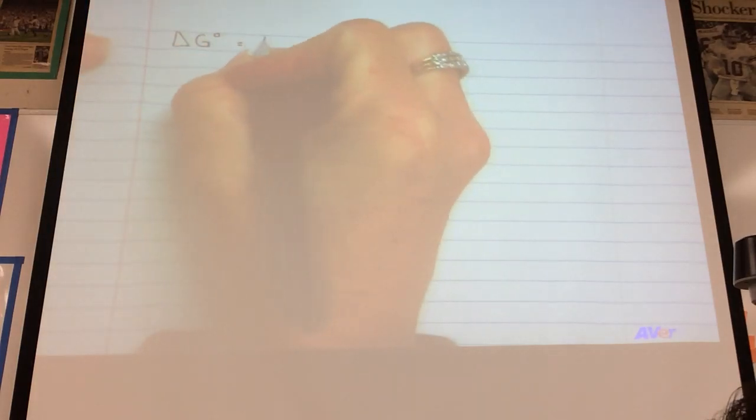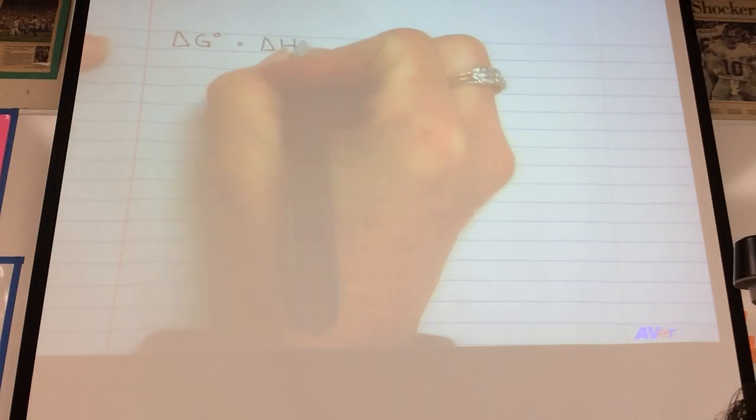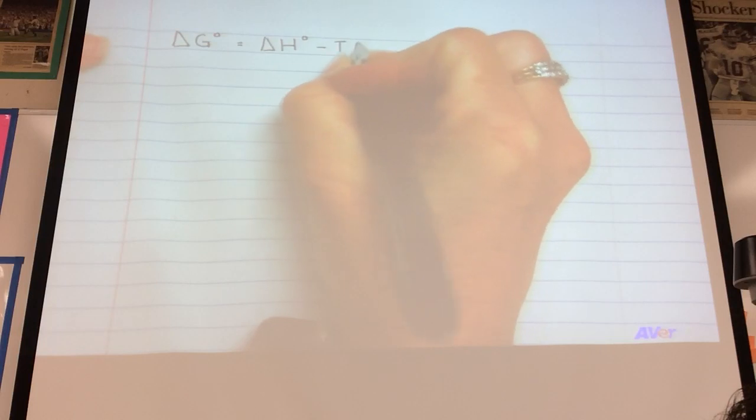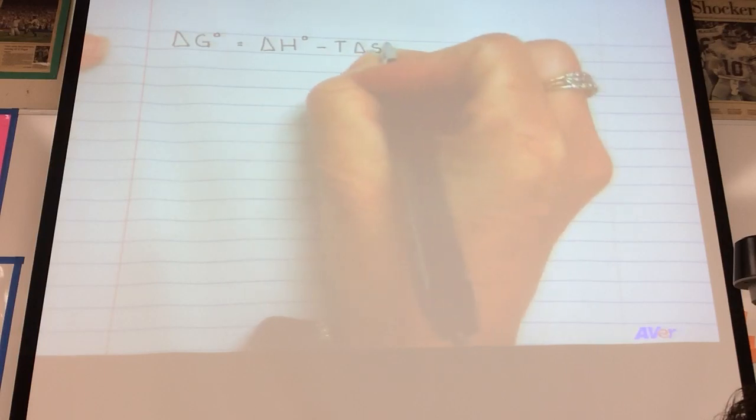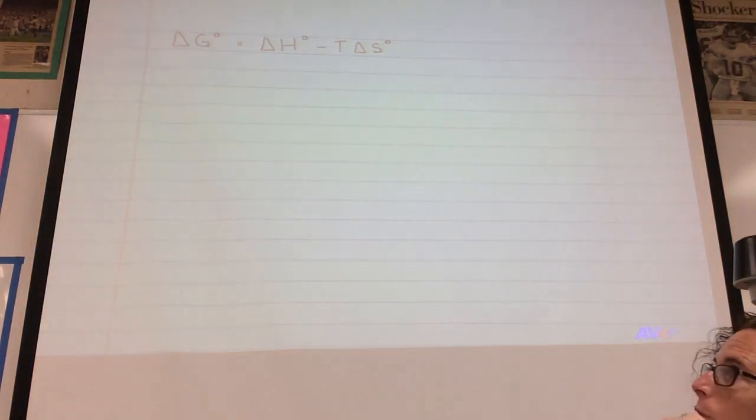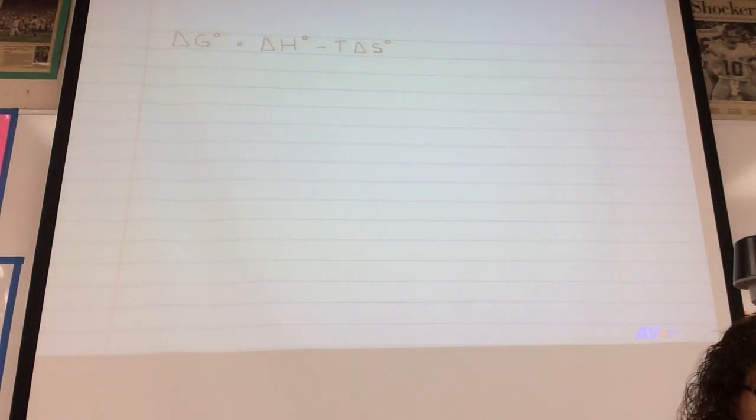The last thing we want to do in regard to thermochemistry is understand how all the different variables link together. So we talked about calculating the change in free energy, and that is equal to the change in enthalpy minus temperature times the change in entropy, under standard conditions: 1 atmospheric pressure, 25 degrees Celsius.